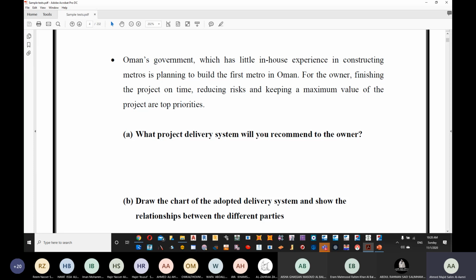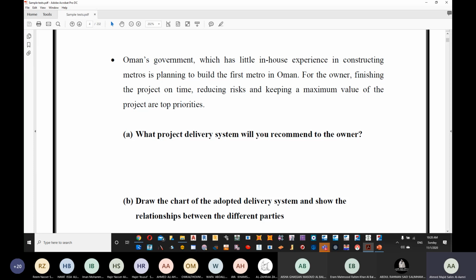So what we need to do now, they told us we need to finish on time, we need to reduce risks and keep a maximum value. We'll come to keeping a maximum value of the project later. We'll enter into it in the payment methods. But anyhow, if we concentrate on these two, then we can have the answer.